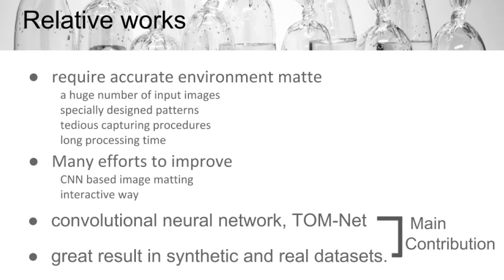Hence, a bunch of works try hard to find an accurate environment matte with as little input as they can. Some tried CNN-based image matting, and others an interactive way, which requires users to manually mark the foreground and background in the image, and models the refractive effect using a thin plate spline transformation. However, all of these works can only reduce the number to the order of hundreds and consume large processing time. The key point is that we don't need to produce an extremely accurate result, but a realistic one.